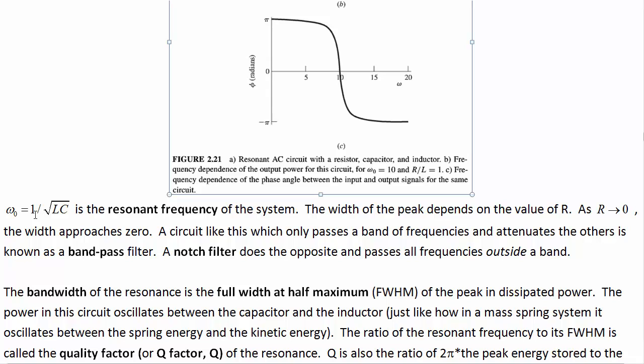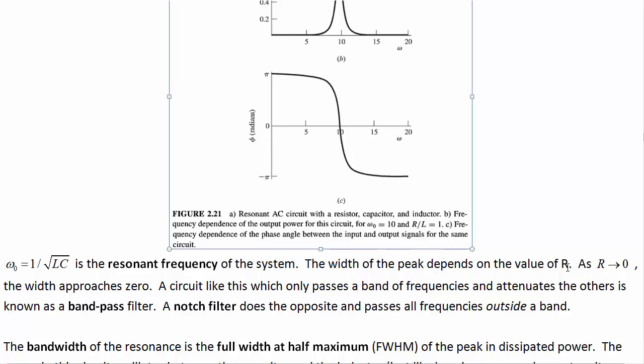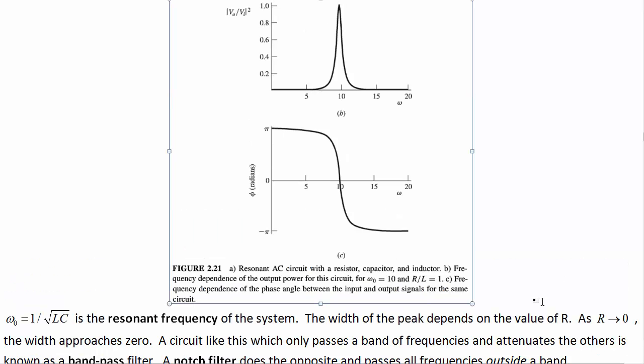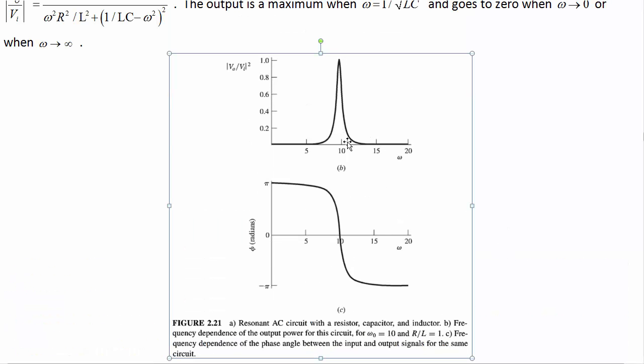So omega naught, 1 over root LC, is called the resonant frequency of the system. Now we see what R does. The width of the peak depends on the value of R. For a larger resistance, we have a broader peak. We'd call that a less sharp resonance. But for a narrower peak, we get that when we have a very low resistance.